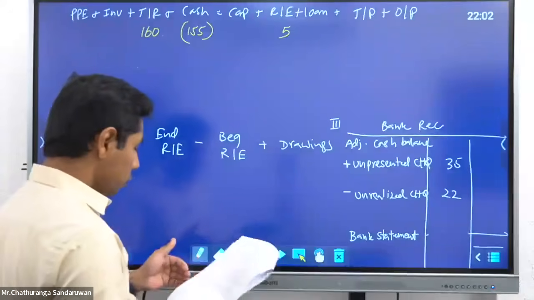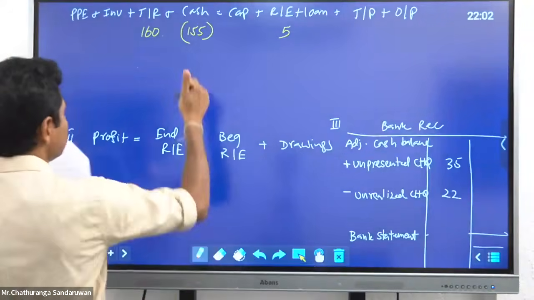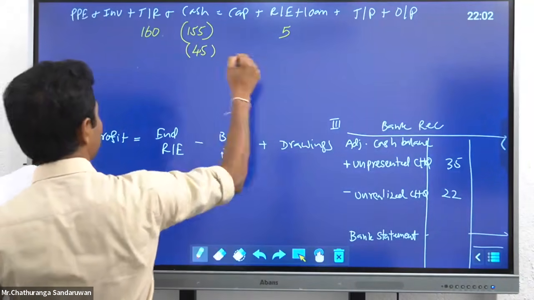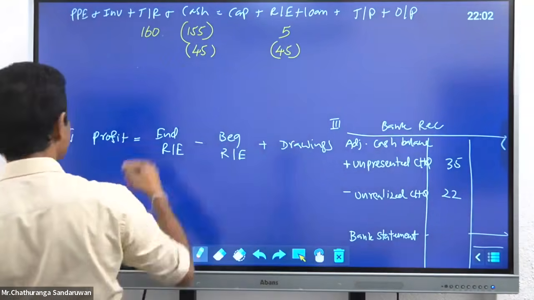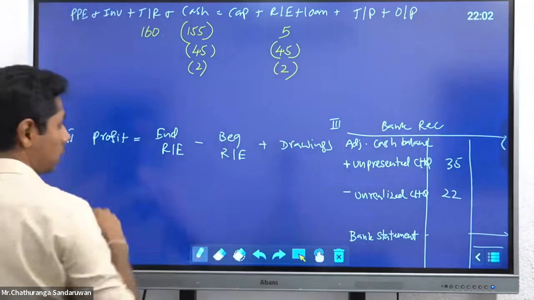Then an insurance premium of 45,000 had been paid by the bank under a standing order. So cash decreased by 45 and retained earnings decreased by 45. The bank charges 2,000, cash decreased by 2, retained earnings decreased by 2, right?